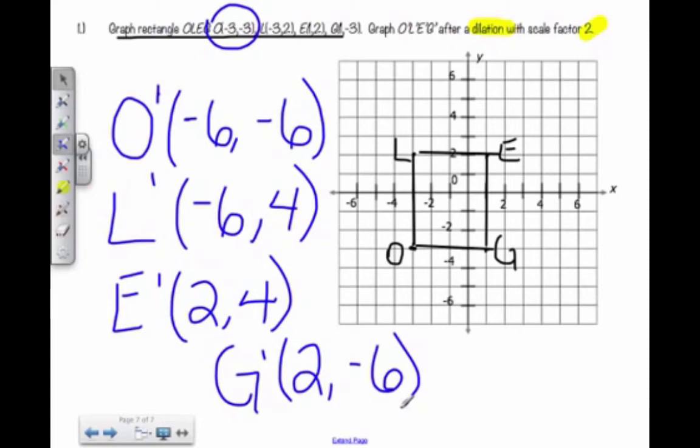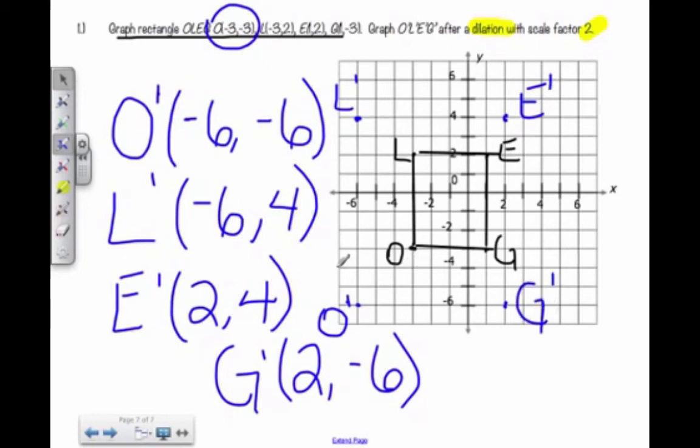So I'm going to graph out O prime. I'm going to put it right here at -6, -6. L prime is at -6, 4. E prime is at 2, 4. And G prime is at 2, -6. And then I'm going to label them with my primes. So this is O prime. This is L prime. This is E prime. And this is G prime.